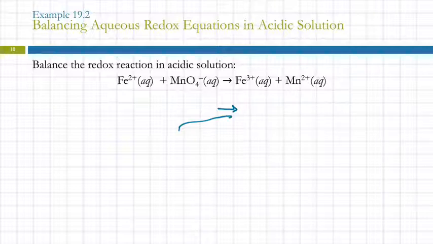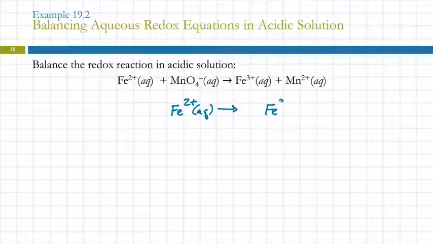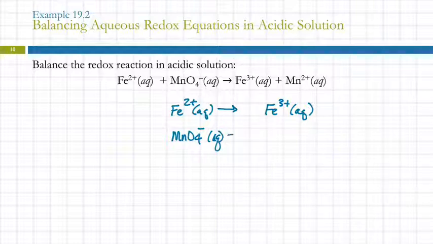So the first thing here is Fe2+, aqueous. Which of those products should I choose to go with this one? The Fe3+. And my other reactant is MnO4- permanganate ion. And that's going to have to be the other one, Mn2+.